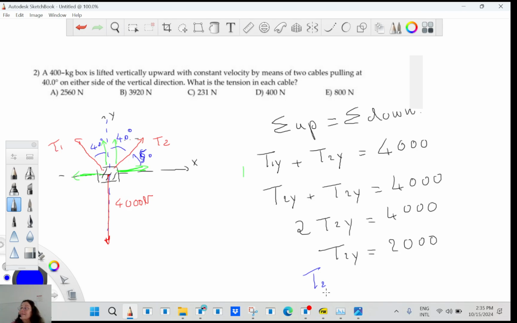So T2, that's going to be a sine. So sine 50 equals 2,000. Do you agree? Okay, so what's going to be T2?